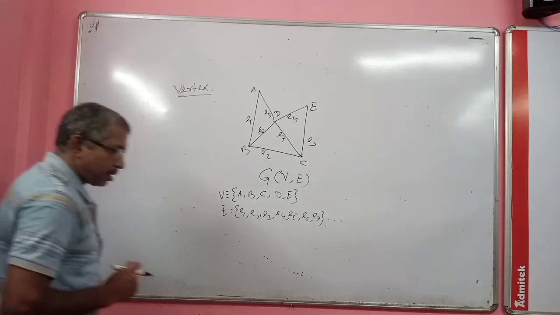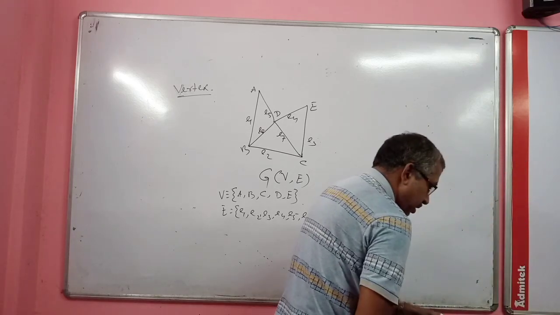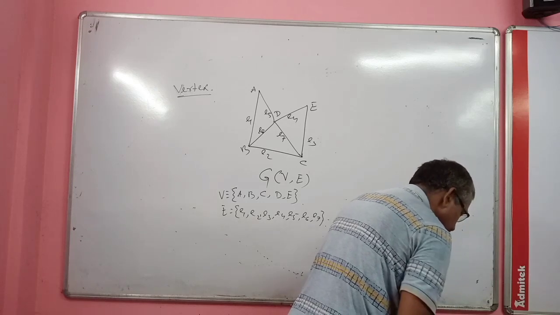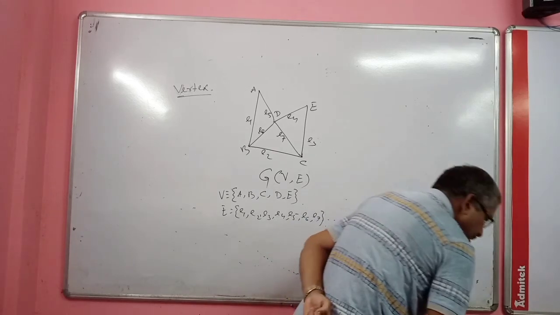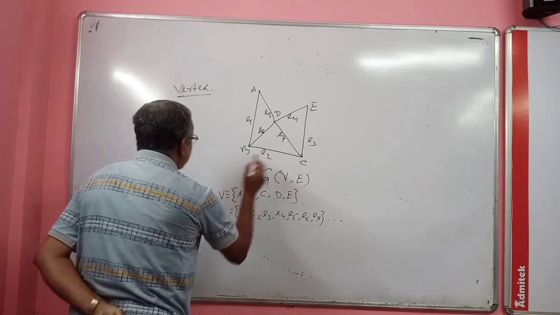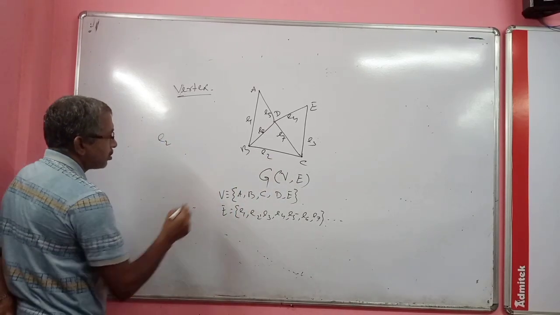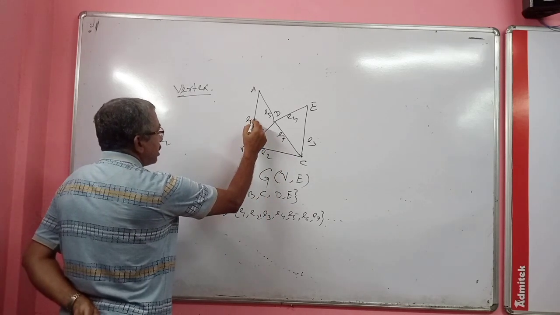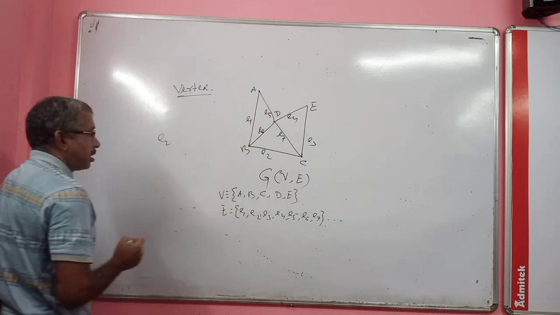Now, there are so many vertices there. Some other definitions. Now E2 is an edge incident with the vertices B and C. Similarly, E1 is another edge incident on A and B, etc.